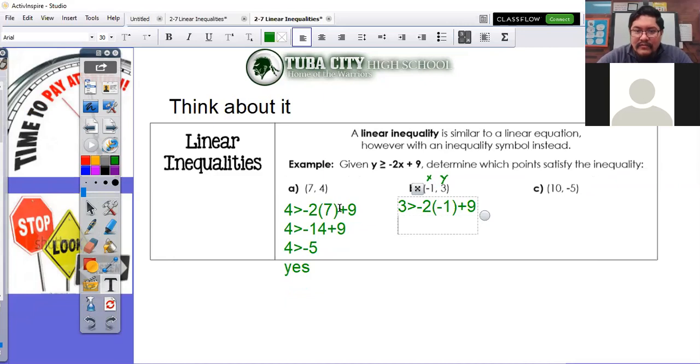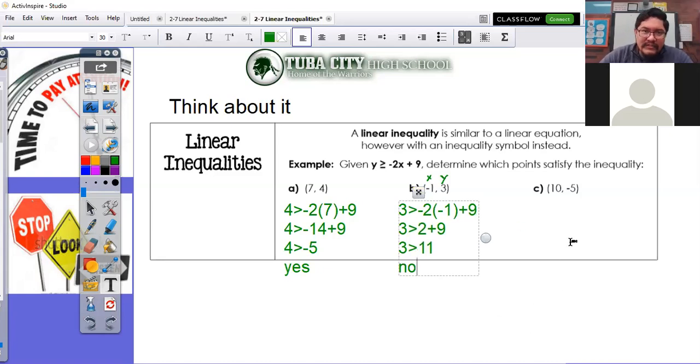So let's see if this works out. So 3 is greater than, and then I have negative 2 and negative 1. So negative 2 times negative 1 would be positive 2 plus 9. And then 3 is greater than 11. So this here is a false statement because they're both positive, right? And then the bigger number would be the greater number. But in this case here, this is false. So this is not a solution. This will not work because this gives us a false statement.